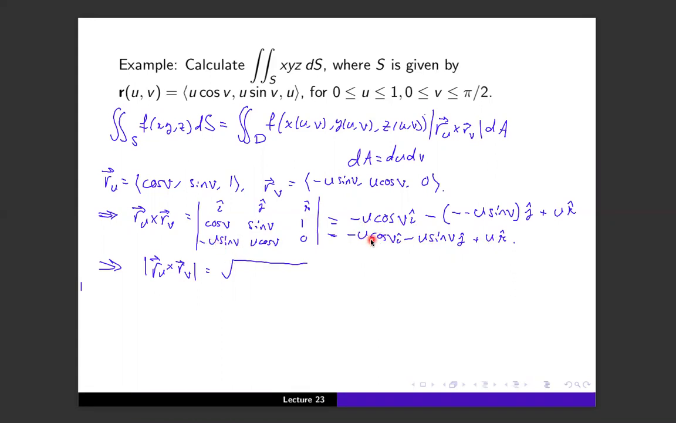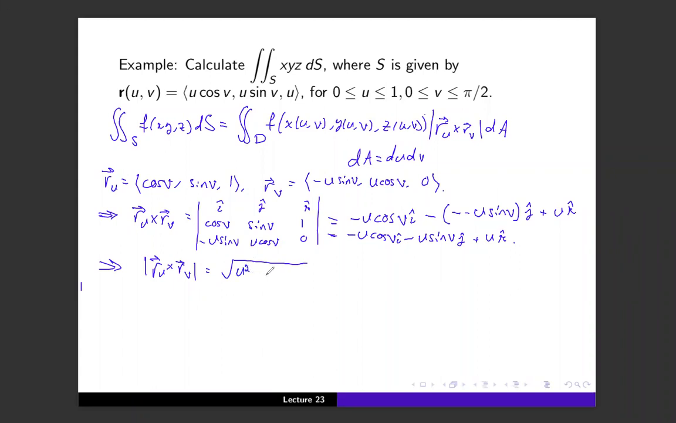Negative, so then you've got u squared cosine v sine v, minus u squared cosine v sine v, plus 0, so that's going to be 0 too. So this does work out the way you want it to. You can always check your cross products. That's the good news. I wanted to remind everyone of that option.